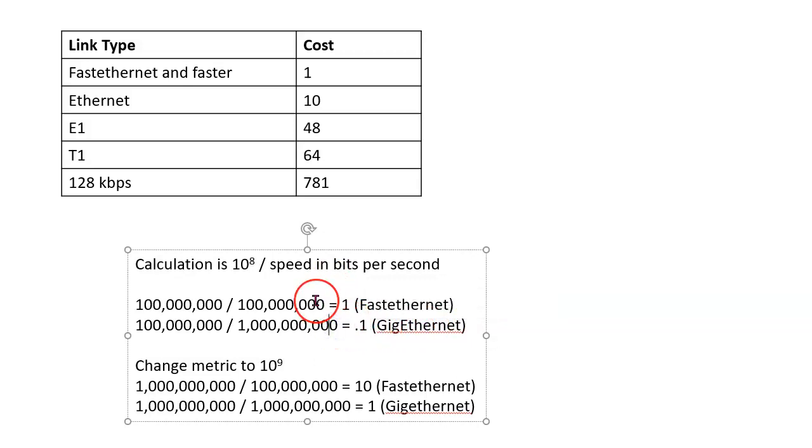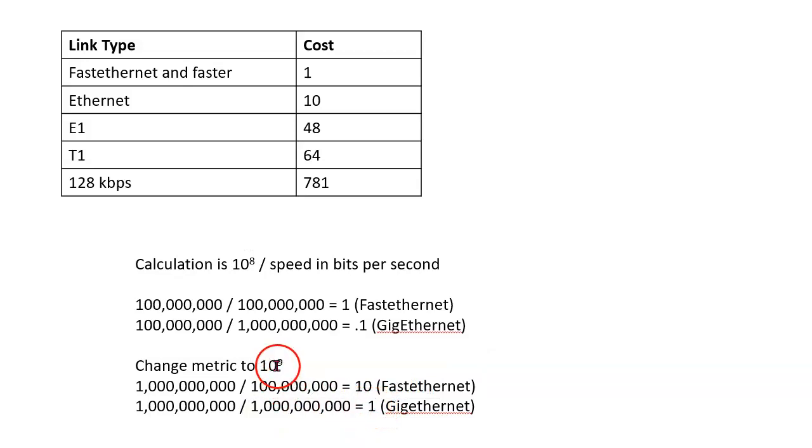So what can we do about it? Well, we have the power to change the metric. For example, if I change the metric to 10 to the 9th power, now I have 1 billion here and Fast Ethernet at 100 million, and that gives me a cost of 10. If I have 1 billion here and 1 billion for gigabit Ethernet, now I have a cost of 1.